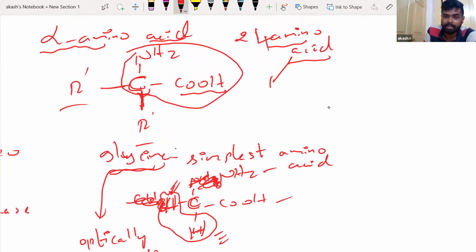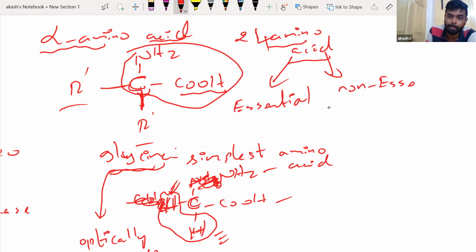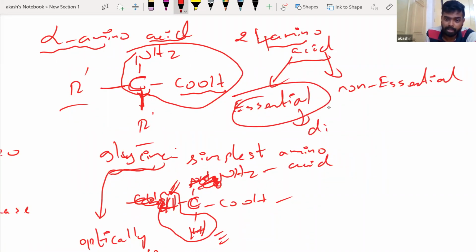Now, before moving on to see how a bond is formed, please understand that amino acids can be divided into 2 types. One is what are called essential amino acids, and the other is what are called non-essential amino acids. Essential doesn't mean I require them and I don't require the others. Essential means they have to come from the diet. We have to take them in, because our body cannot produce them.